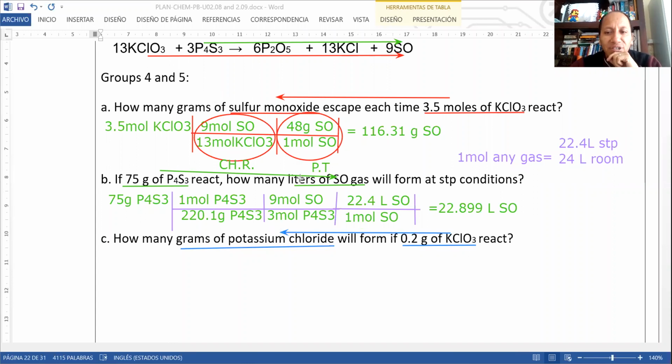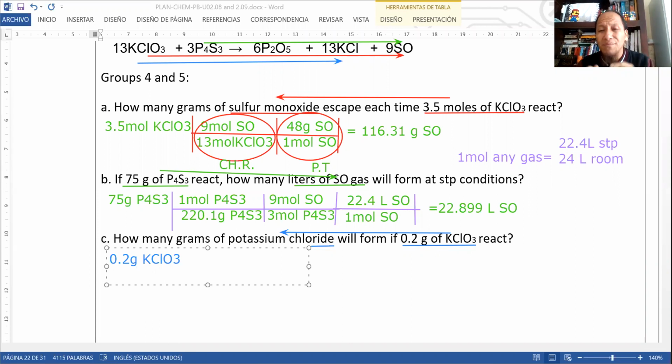In the chemical reaction, we're moving from KClO3 to potassium chloride. Hope you're following the idea. So there we're going to perform the calculations, right? I want to use the blue color, and then write what you have, 0.2 grams of KClO3. After that, you will just have to transform.